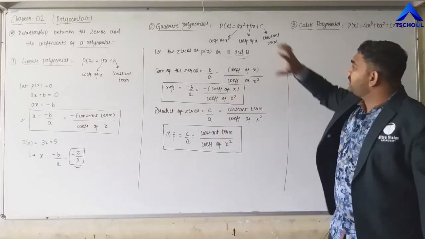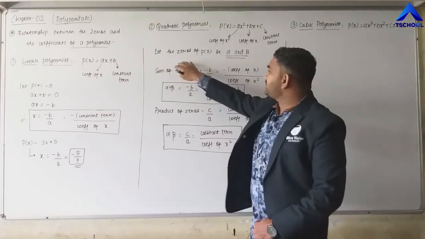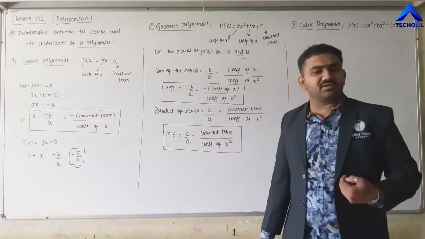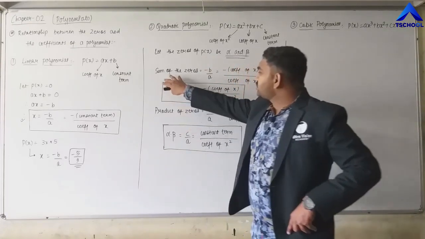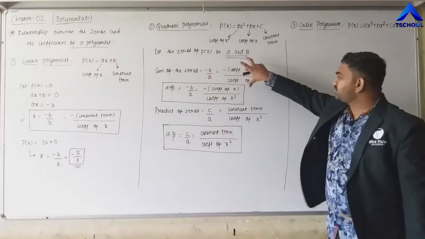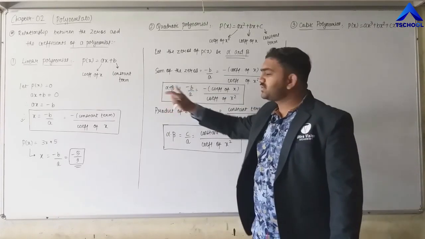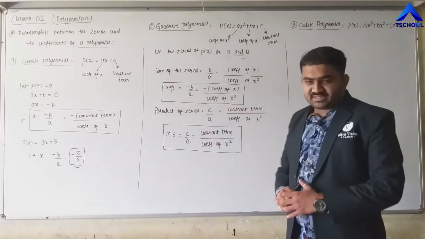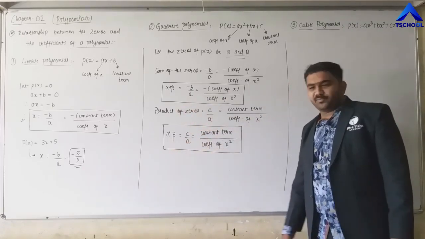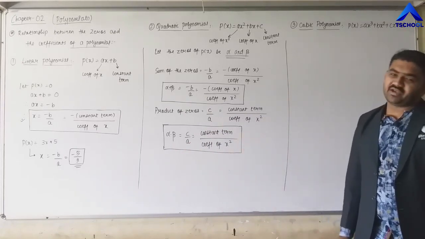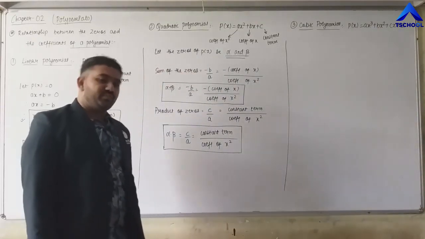In a quadratic polynomial, the general form is p of x equals ax square plus bx plus c. Let the zeros of the polynomial be alpha and beta. As this is a quadratic polynomial, it will have two zeros. So the sum of the zeros is minus b by a, which equals minus the coefficient of x upon the coefficient of x square, and the product of the zeros, alpha into beta, equals c upon a, which equals the constant term divided by the coefficient of x square. Right? So that was about the quadratic polynomial.